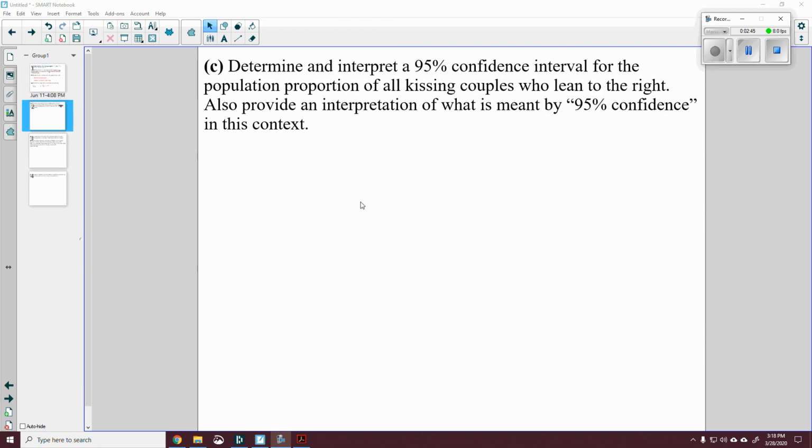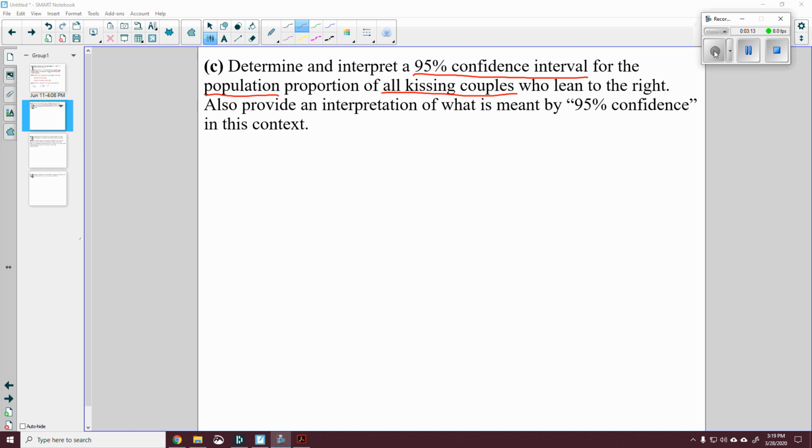So now we're going to get to the meat of the problem, and we're going to try and determine a 95% confidence interval for the population proportion of all kissing couples. So we're looking at the entire population of kissing couples and figuring out what the confidence interval is for those who lean to the right.